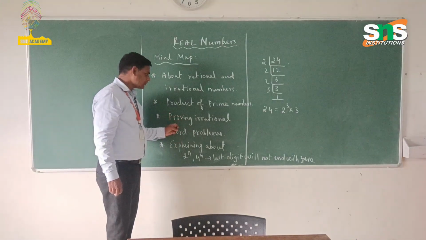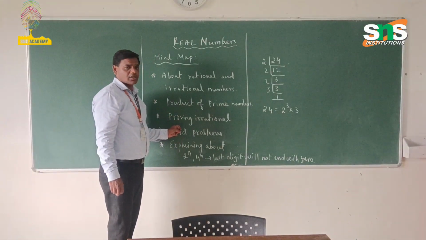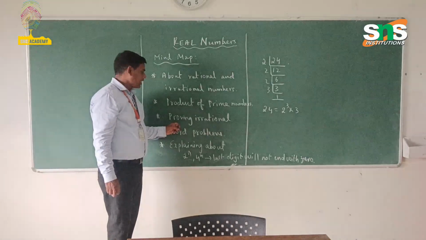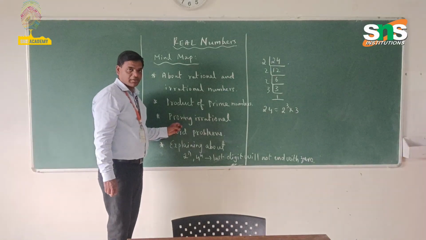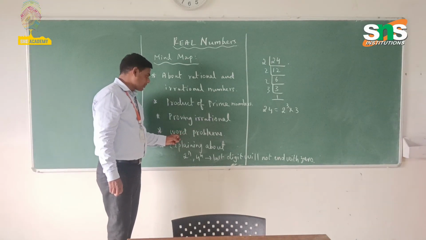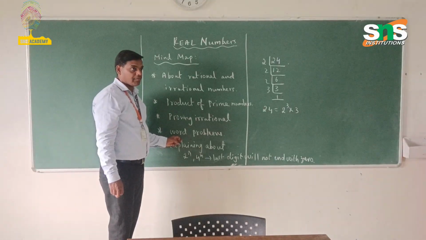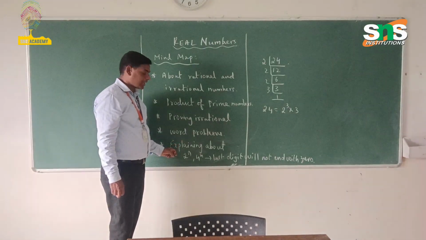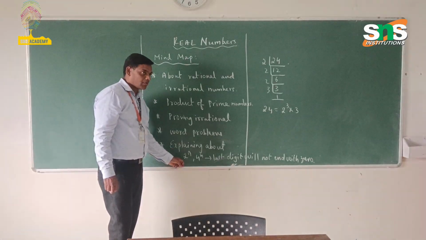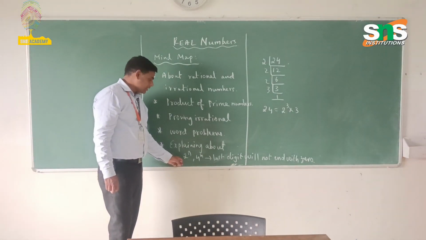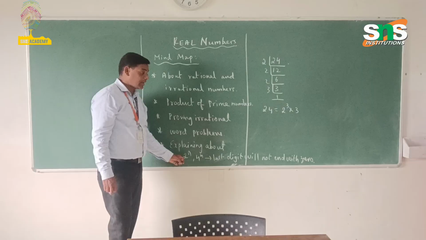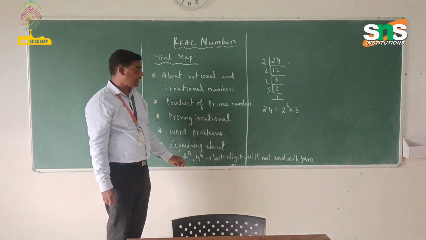And then proving irrational. Proving irrational is the important one, and based on this we will have questions in the exam. And work problems: this is based on HCF and LCM. And then the next one is explaining about 2 to the power n, 4 to the power n, like that. In this case, the last digit will not end with 0. So they are asking us to show that.